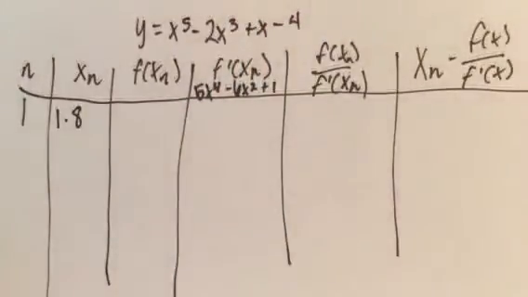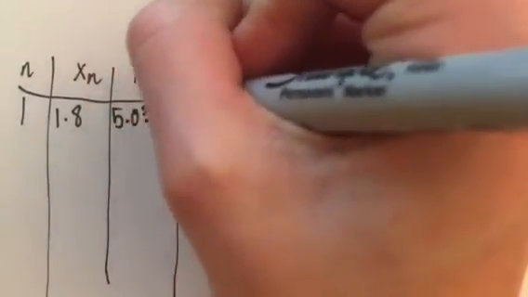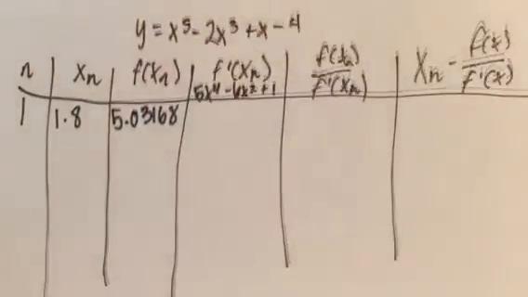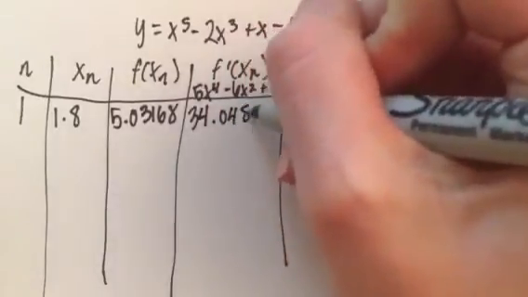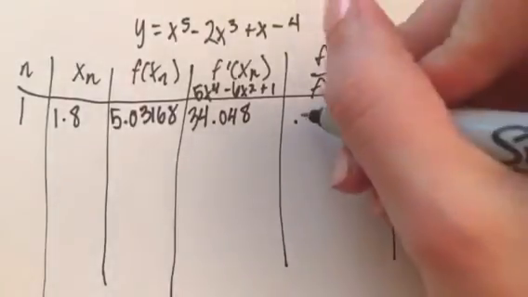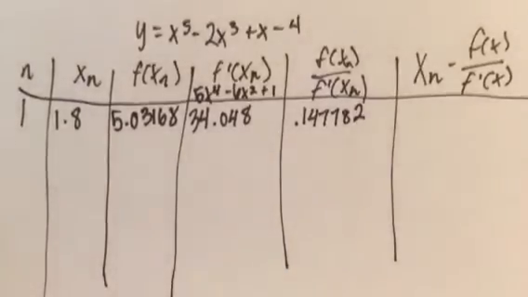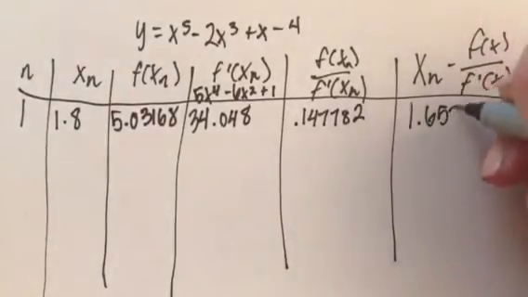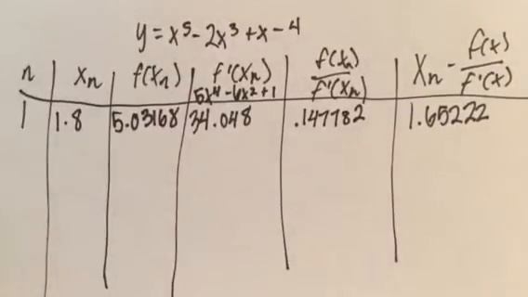Now we plug 1.8 into the original function, and we get 5.03168. Now we plug 1.8 into the derivative, and we get 34.048. Now we take our original function and divide it by the derivative, and we get 0.147782. Now we record x1 minus the original function divided by the derivative, and we get 1.6522. We're now going to take another iteration to see if we can get closer.